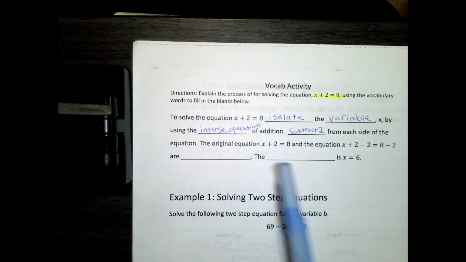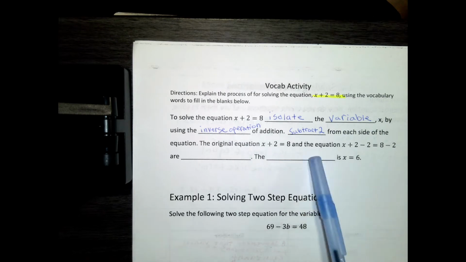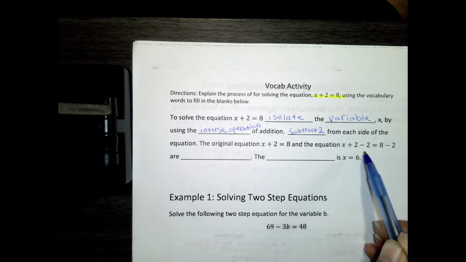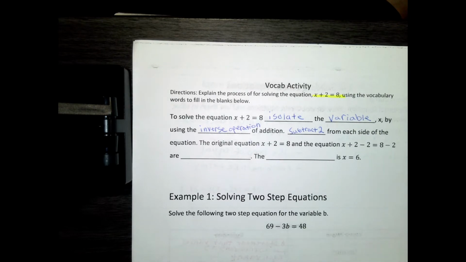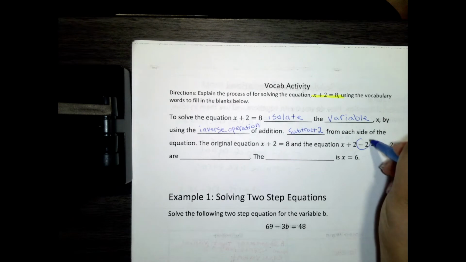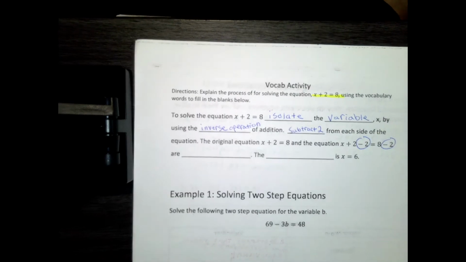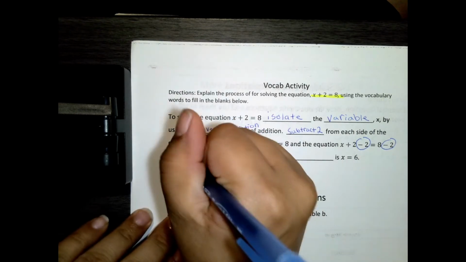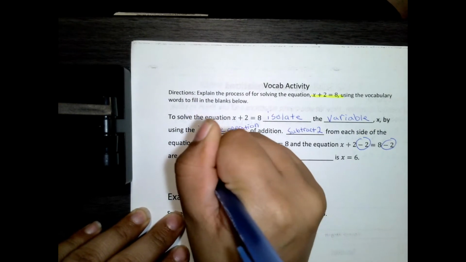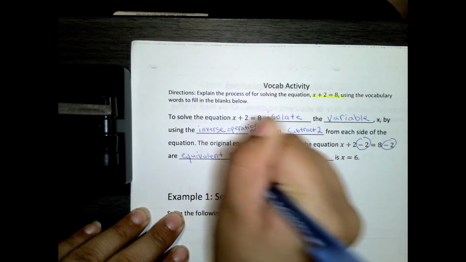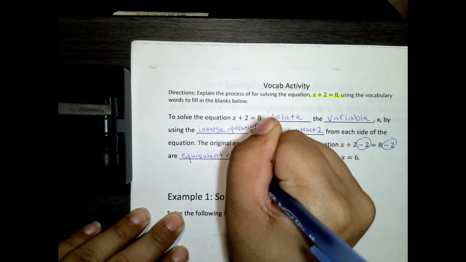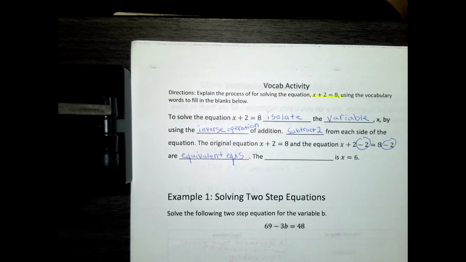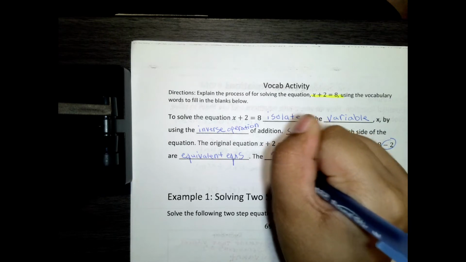So the original equation, x plus 2 equals 8, and the equation x plus 2 minus 2 equals 8 minus 2. So notice we have to subtract 2 on both sides. I'm going to circle that just to point it out. Are equivalent equations, meaning that both of these will give the same answer. So equivalent equations. I'm running out of room, so I'm going to put EQNS. So the blank is x equals 6. That is our solution.